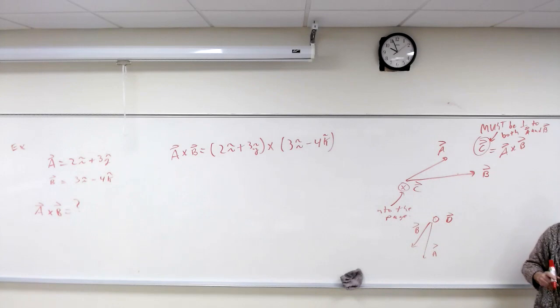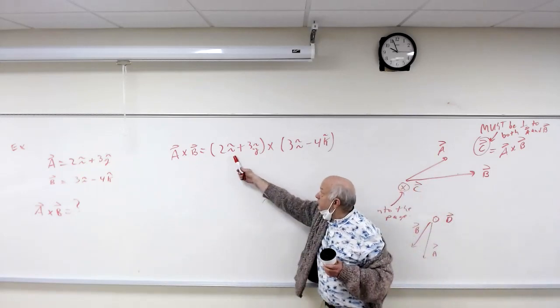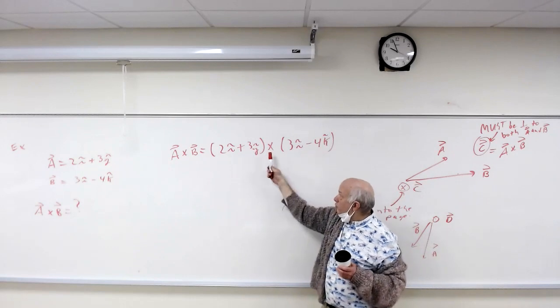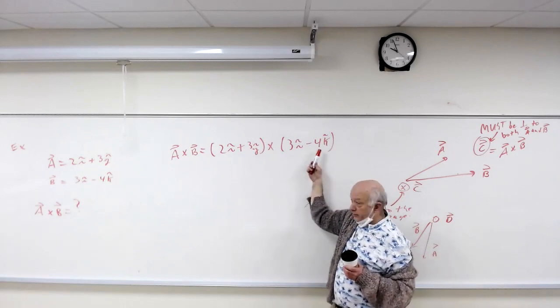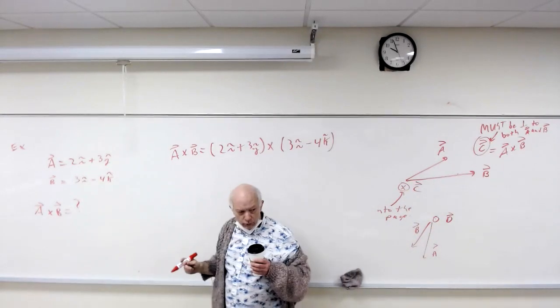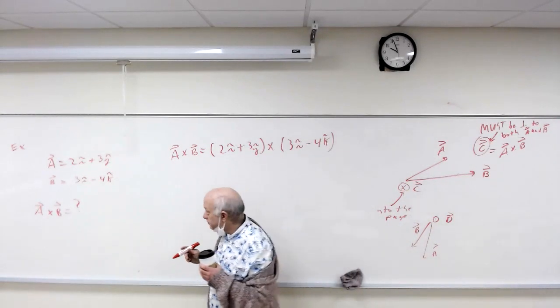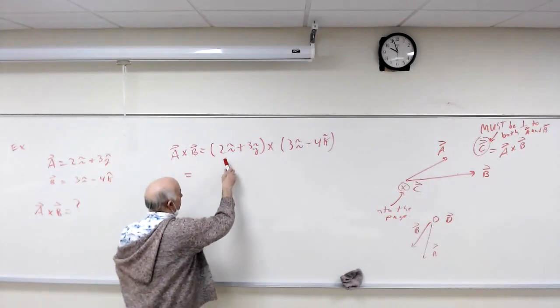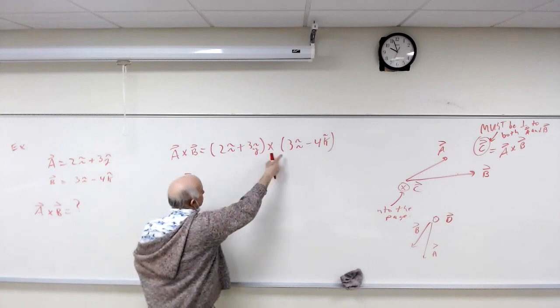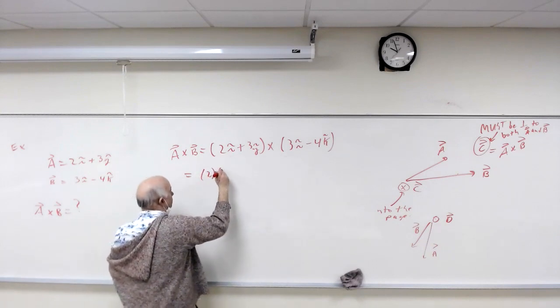Construct the determinant? No, we don't know that yet. You just multiply everything out. You do this cross this, plus this cross this, plus this cross this. You just use FOIL on it. So this crossed into this: the 2 and the 3 are just numbers, so 2 times 3.